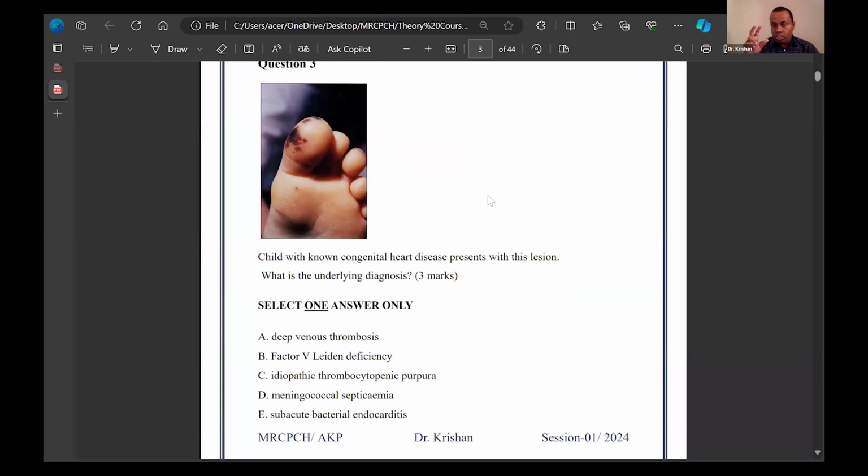A child with congenital heart disease presented with this lesion. What is the underlying diagnosis? They don't ask what this lesion is, but they ask what the underlying diagnosis is.